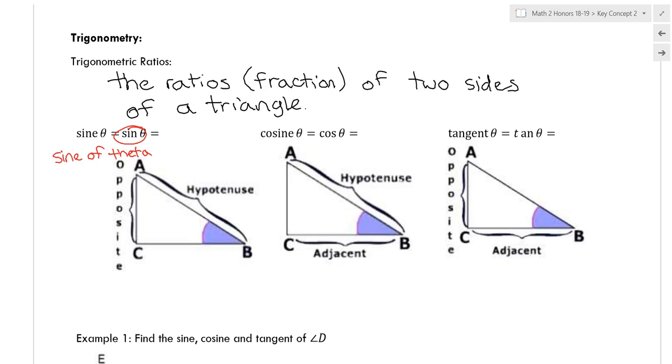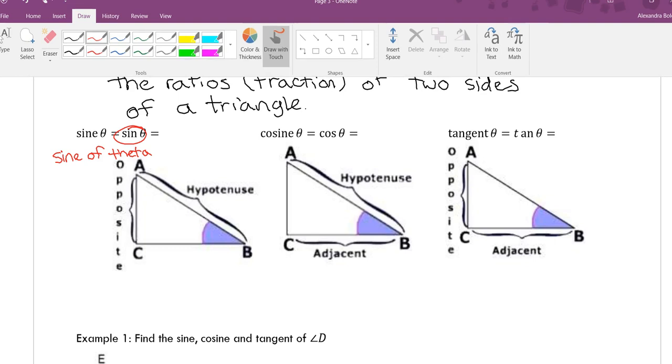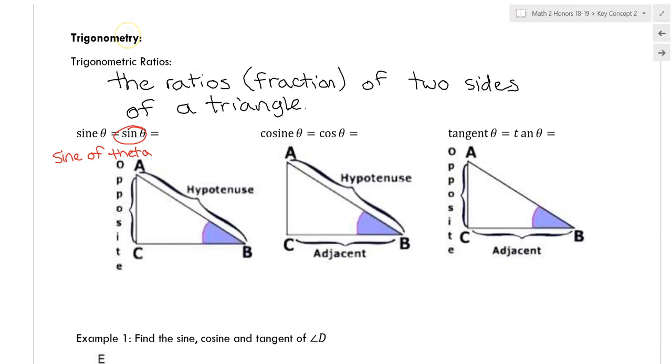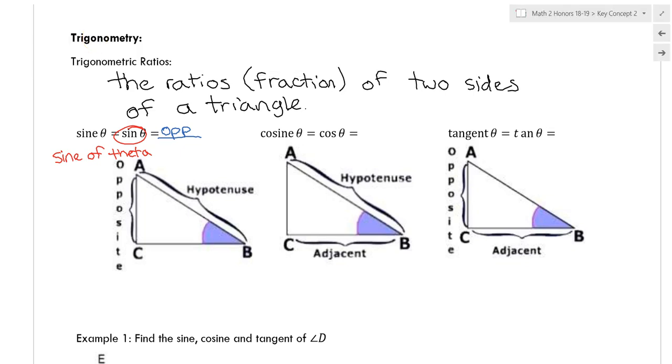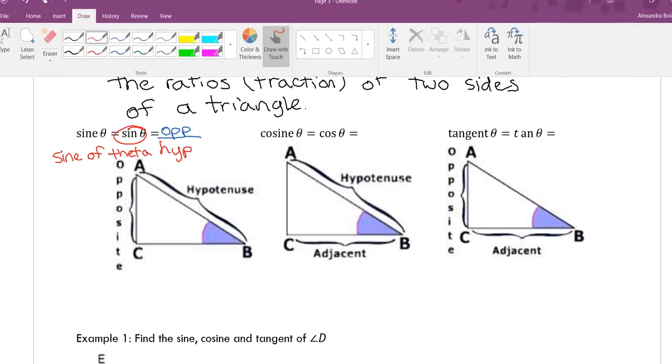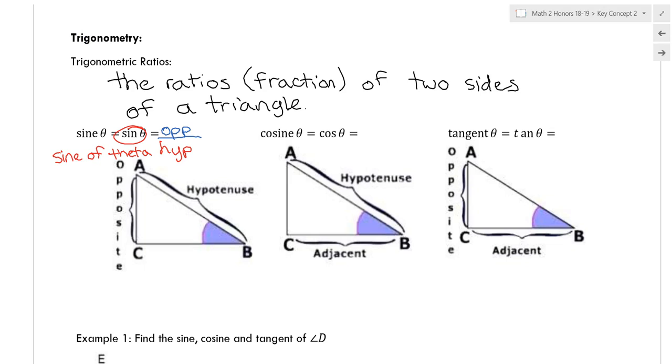Sine of theta. And sine of theta is the ratio of the opposite side over the hypotenuse. Also abbreviated O over H. Okay, so that's just what the definition of sine is. Sine equals opposite over hypotenuse.